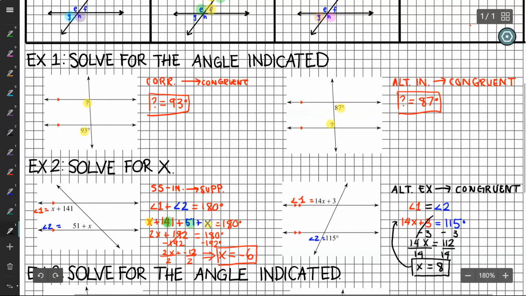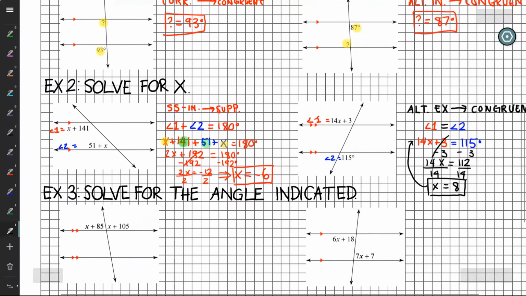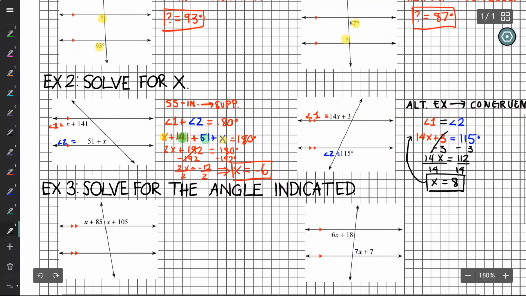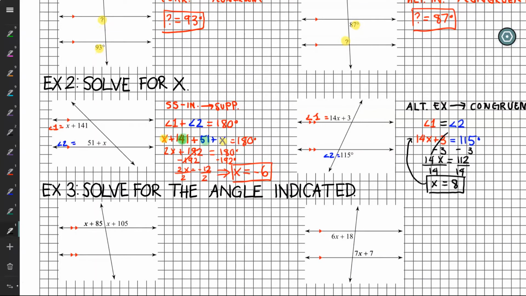Alright, third example. So now we're solving for the angle indicated again, except now we have to solve for x first. Alright, so it's in bold, you can't really see it, so I'm going to highlight it. We want the measure of this angle and the measure of this angle. I'm going to go ahead and highlight those on your exit ticket as well, so don't worry about not knowing which one you have to solve for. So, same thing, we have to figure out our relationship first.